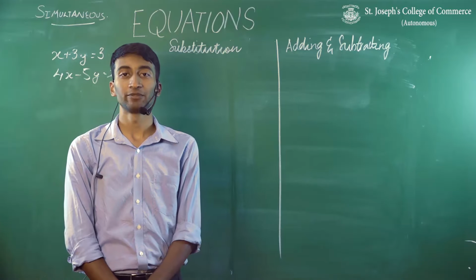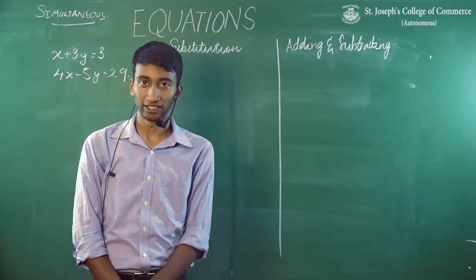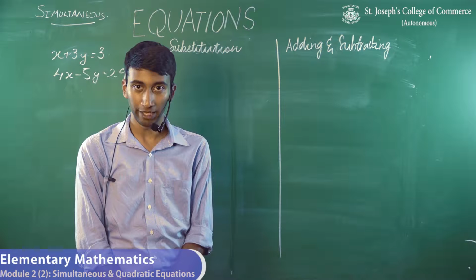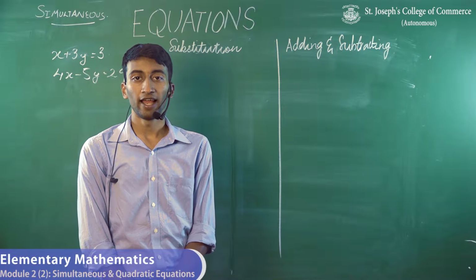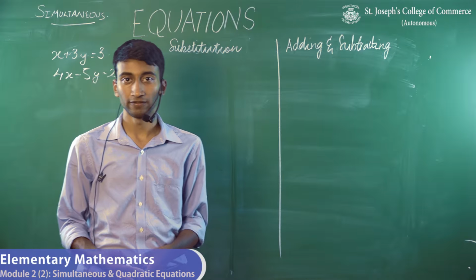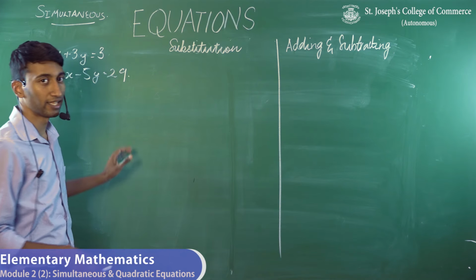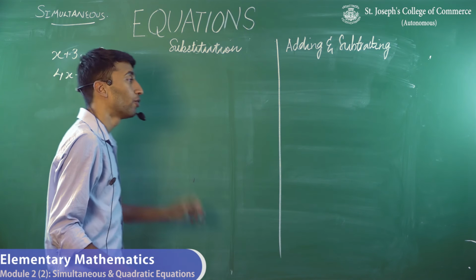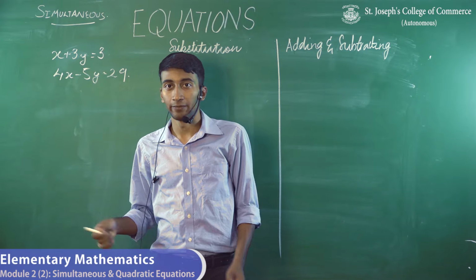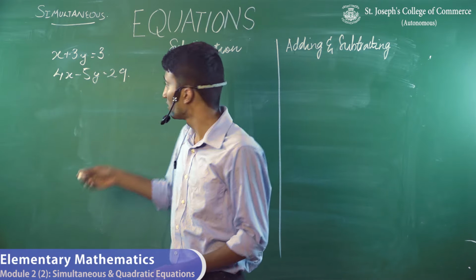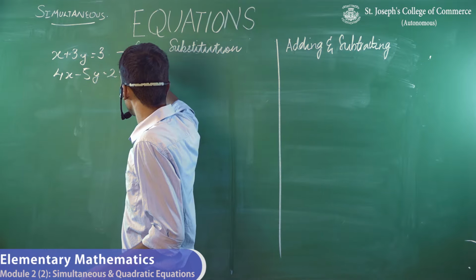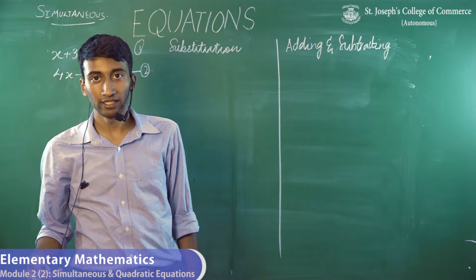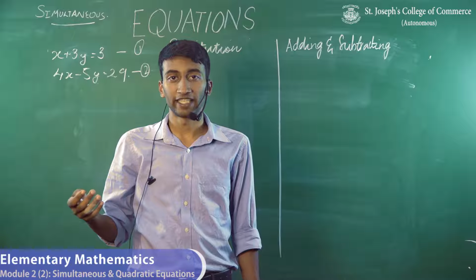So we will be looking into the type 2 under equations, that is simultaneous equations. Simultaneous equations are basically two different types of equations with two different variables in them, and we solve them simultaneously to arrive at the answer for the two variables. So in this case, the example would be x plus 3y is equal to 3, and 4x minus 5y is equal to 29, where we have two equations, 1 and 2, and we have two variables, that is x and y. We solve them simultaneously to arrive at the values of x and y.